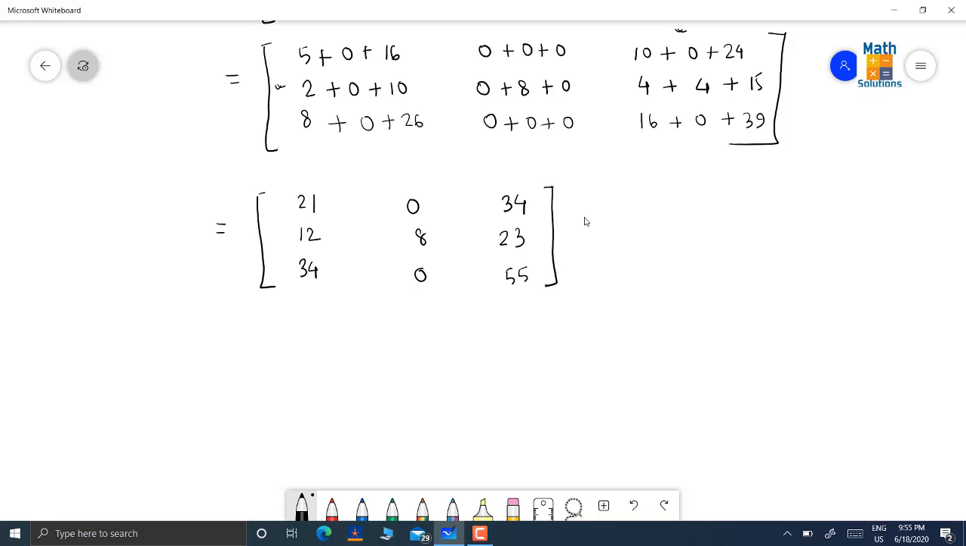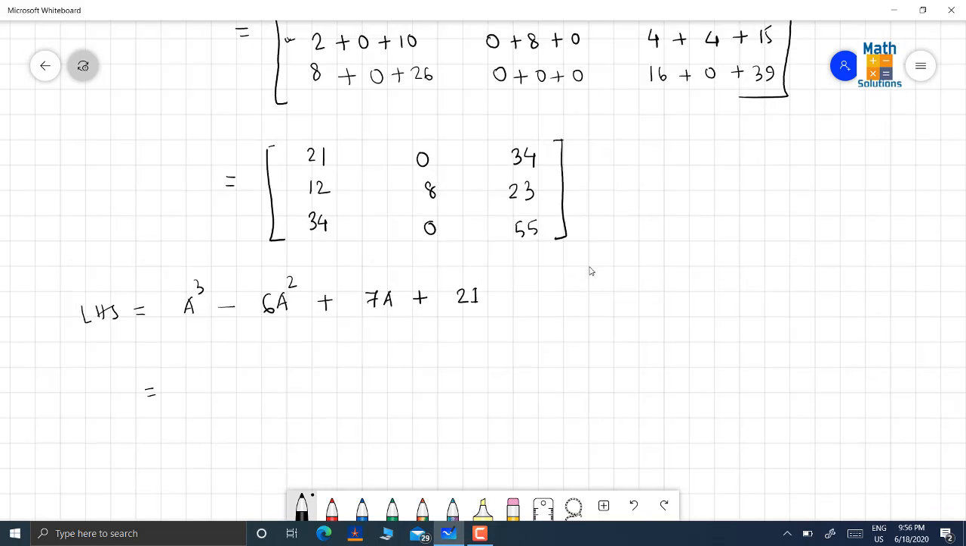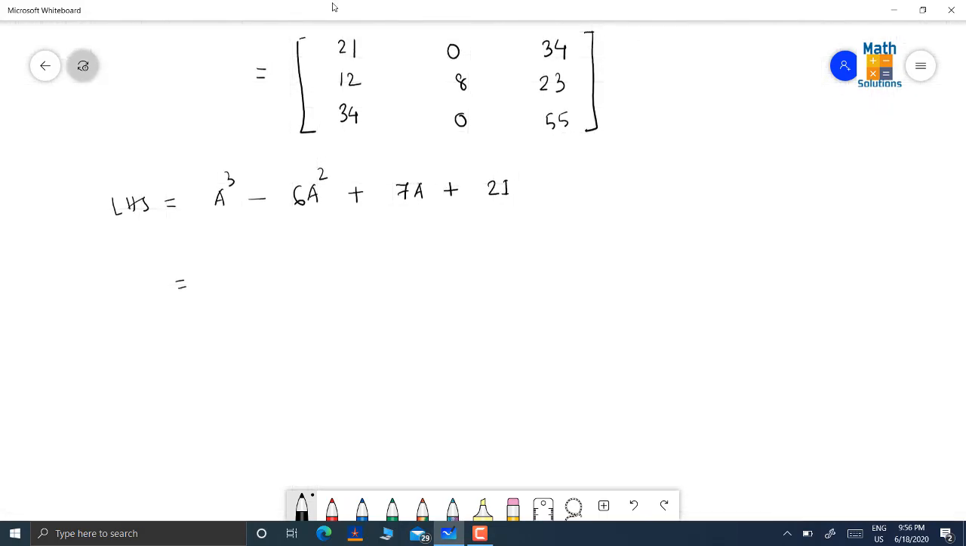Now let us move on to the expression. The expression is what? LHS is what? A cube minus 6A square plus 7A plus 2I. Now in the respective places I'm going to put the value. We had already derived the value of A cube in this way. This is the result for A cube.